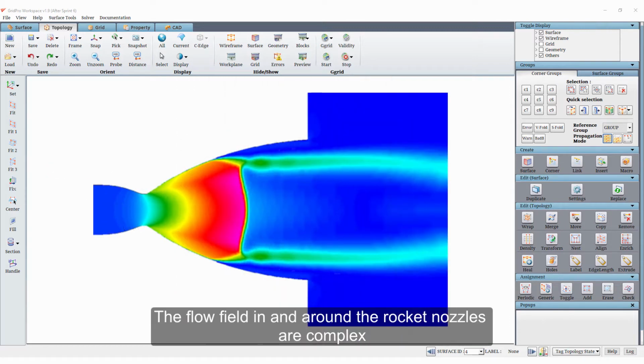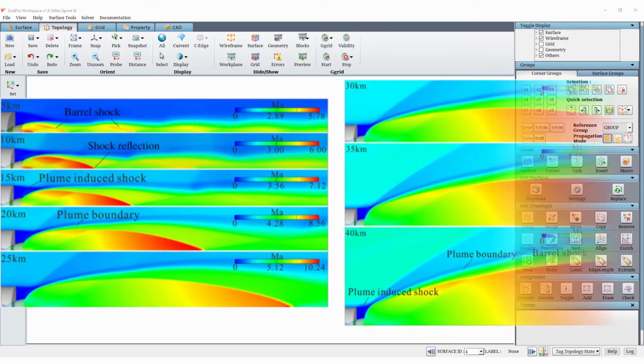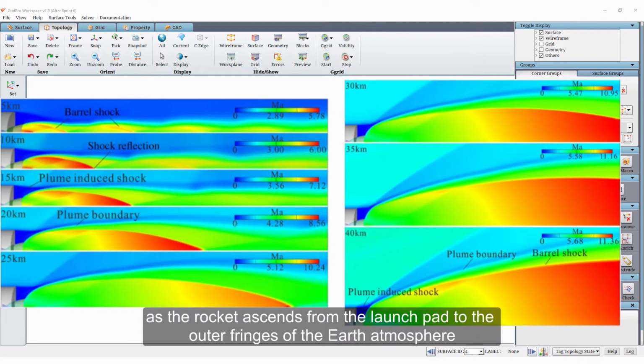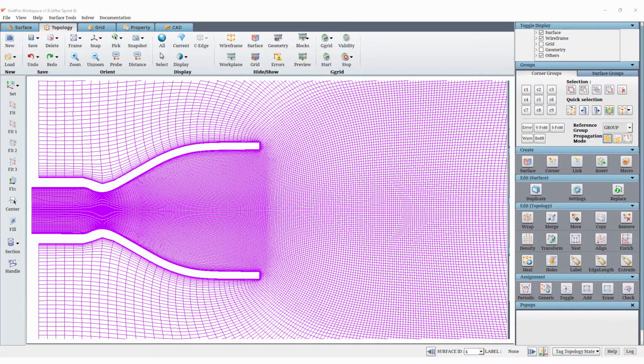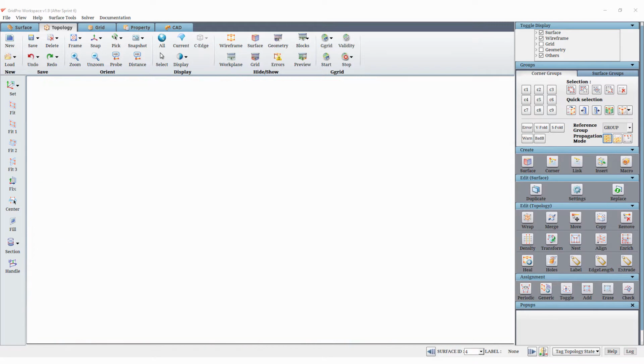The flow field in and around the rocket nozzles is complex, as multiple high gradient flow physics develop and interact with each other. These flow physics keep changing with variation in pressure ratio as the rocket ascends from the launch pad to the outer fringes of the Earth atmosphere. The complexity of the flow field makes the grid generation a challenging task.